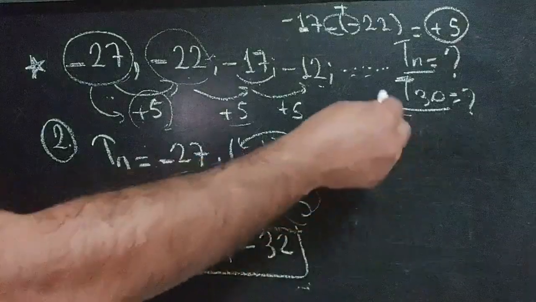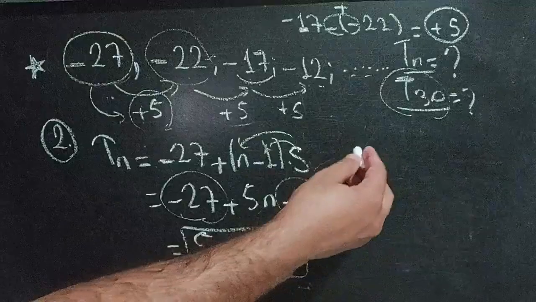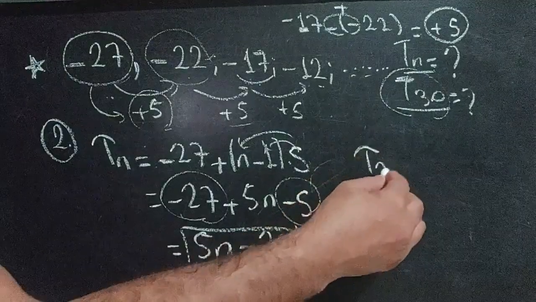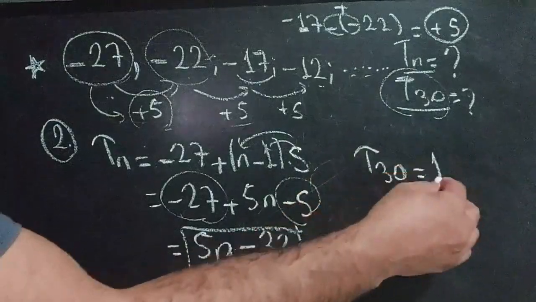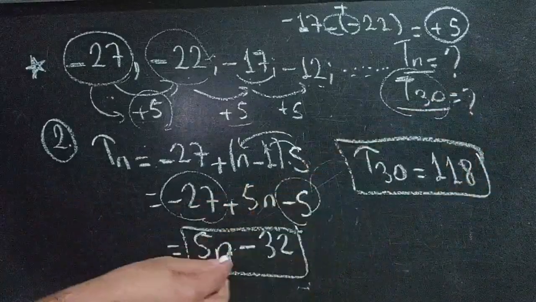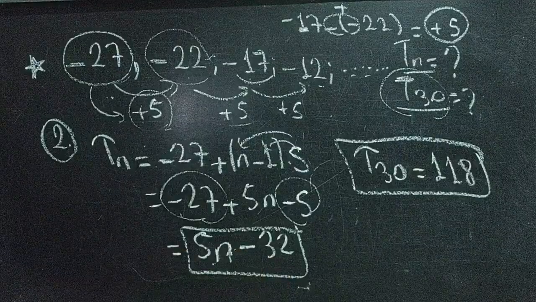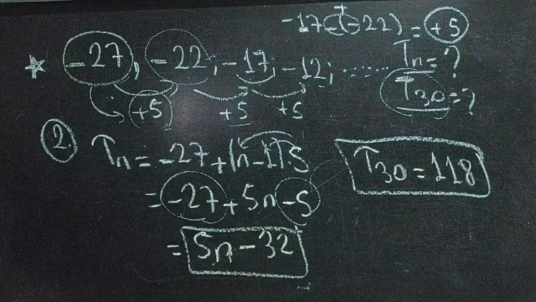Then you're going to put this 30 instead of n. Remember, I did it in the previous solution already. Term 30 was 118. 30 times 5 was 150, minus 32, 118.